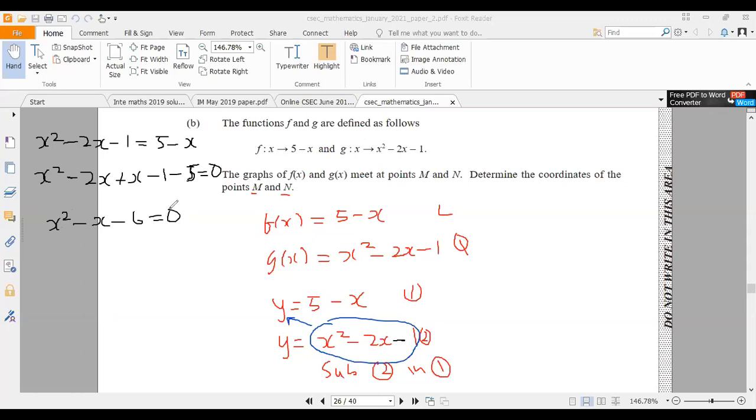Then we have been asked to what? We have to factorize this now. I have x squared minus x. If they say minus x, it means 1. Is that okay, guys? So here that'll be 1. So x squared minus 1x minus 6 is equal to 0. How do I solve this one? Now, what will I do?